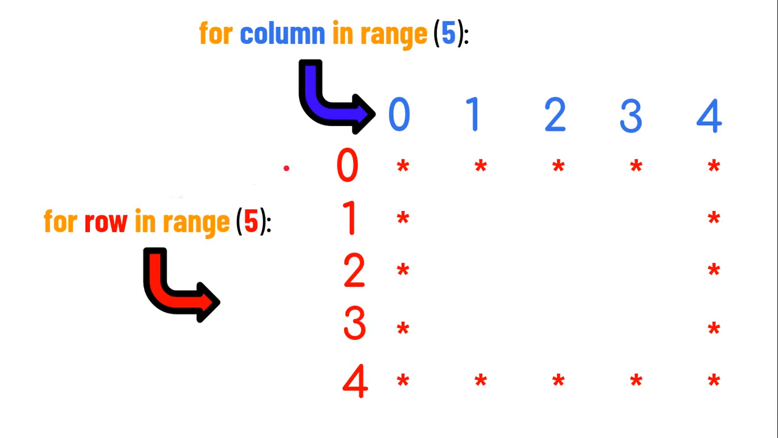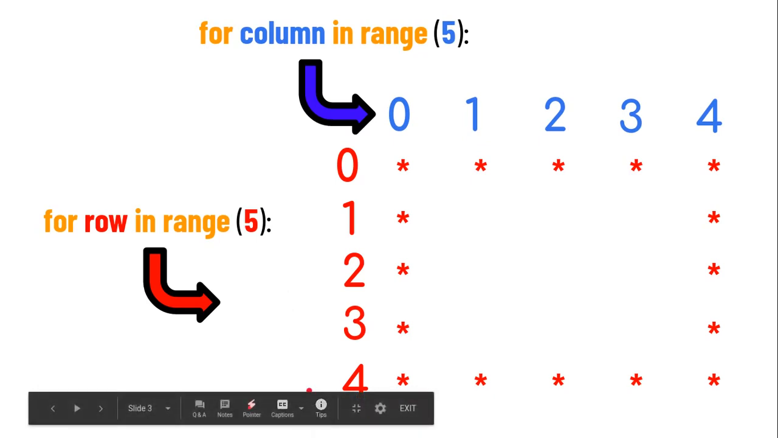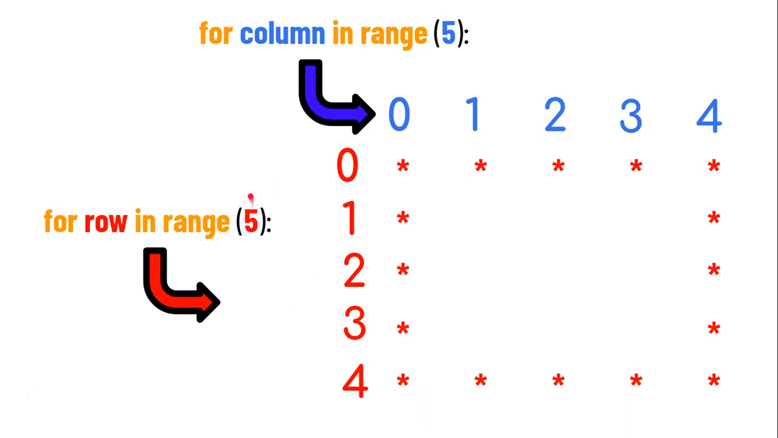As you can see, both of them start at 0 and end at 4. So I'm going to write down right here, just inside the parentheses next to the range statement, the number 5. It will indicate to Python to start at 0 and end at the number 4, just one number before the one that you put in the parentheses.